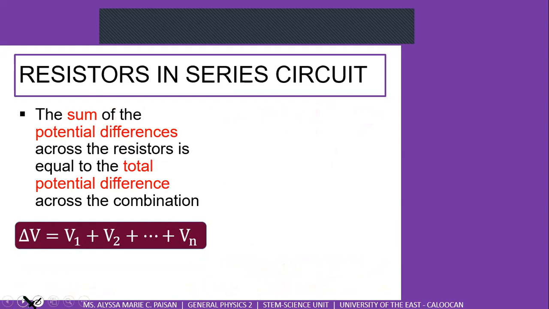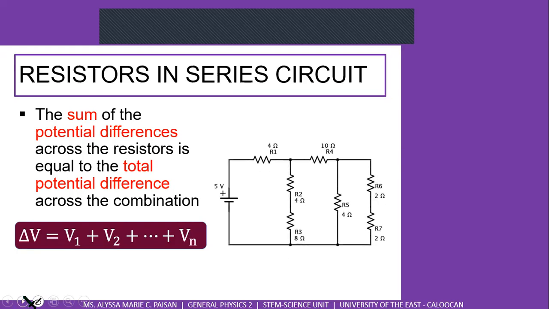...is the sum of all the individual voltages across the resistors present in your series circuit. So again, kung may apat ka na resistors, your delta V would be equal to V1 plus V2 plus V3 plus V4. Now let's take a look again at the combination circuit that we have used a while ago.